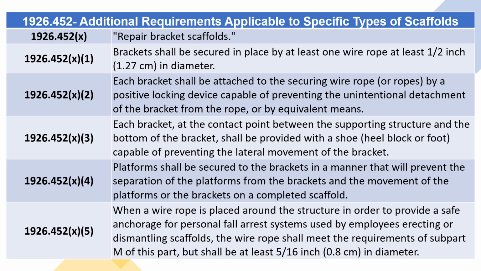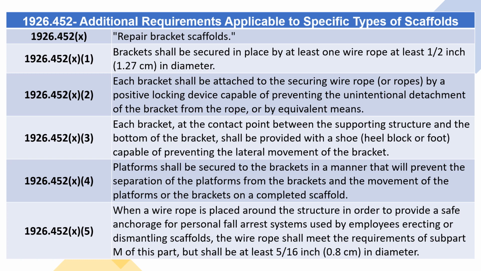1926.452(x)(3): Each bracket, at the contact point between the supporting structure and the bottom of the bracket, shall be provided with a shoe, heel block or foot, capable of preventing the lateral movement of the bracket. 1926.452(x)(4): Platforms shall be secured to the brackets in a manner that will prevent the separation of the platforms from the brackets and the movement of the platforms or the brackets on a completed scaffold.